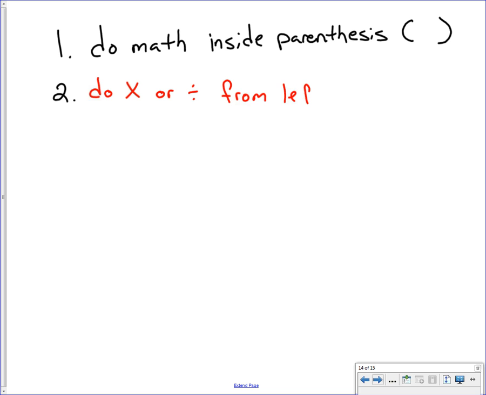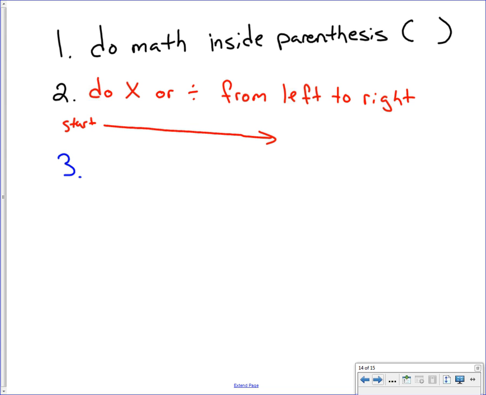from left to right. What I mean is, as you're reading your equation, you start over here and you read all the way on, looking at every operation you do. And when you come to a multiplying, then you multiply whatever it's saying. Or when you come to the division, you do the division. Don't worry about adding and subtracting. That's actually number 3.